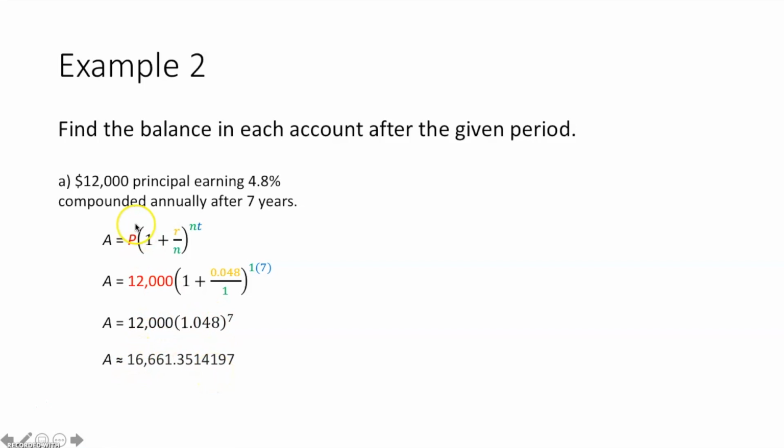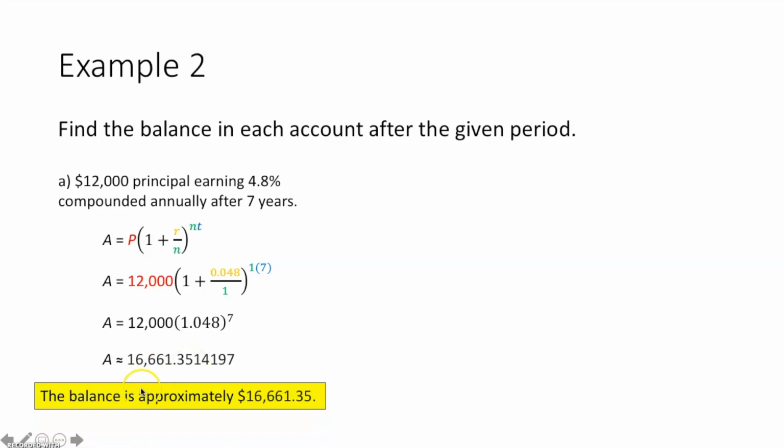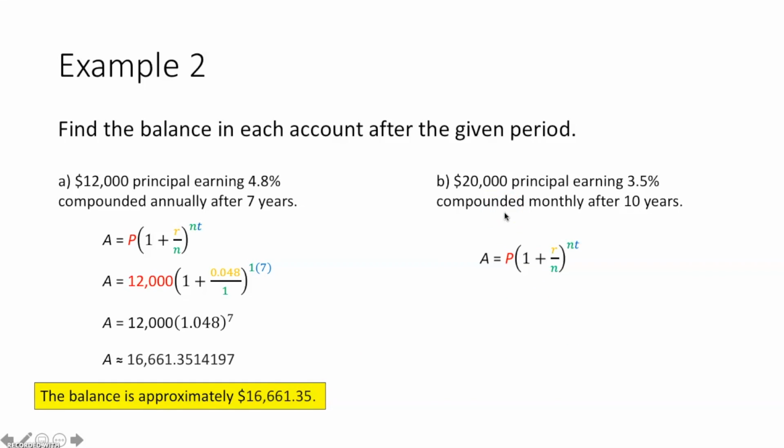Now, since we're talking about money, we need to round to the nearest cent. So we take it and round it to the 100th place. So this becomes, the balance is approximately $16,661.35. Same thing here. We're going to use our compound interest formula.